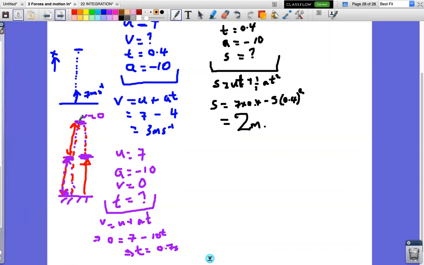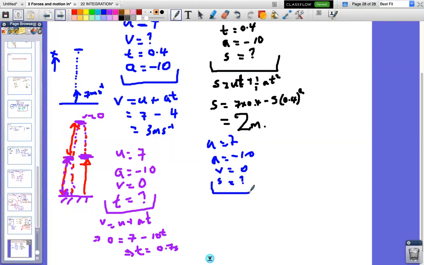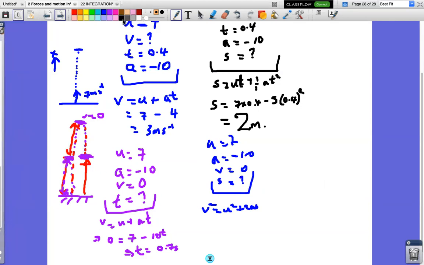We need to find the maximum height. You guys can find, right? U is 7, A is minus 10, V is 0, S is what you are looking for, which is the maximum height. Use the equation V squared equals U squared plus 2AS to look for the maximum height. And then after you look for the maximum height, you can then look for this other height.